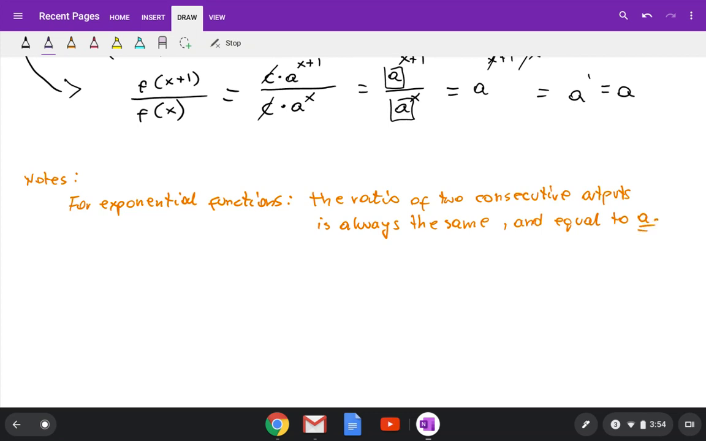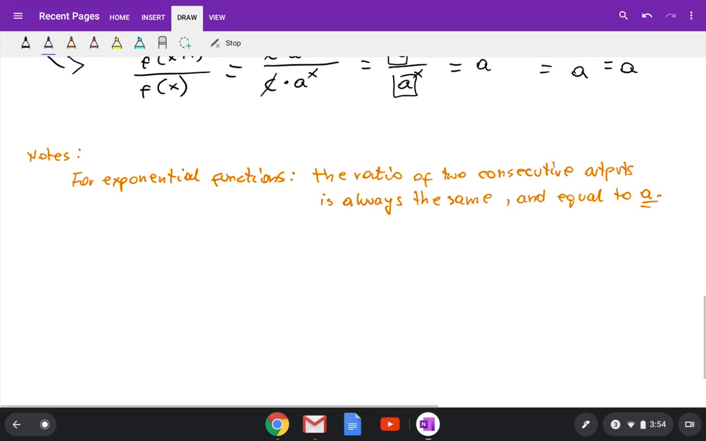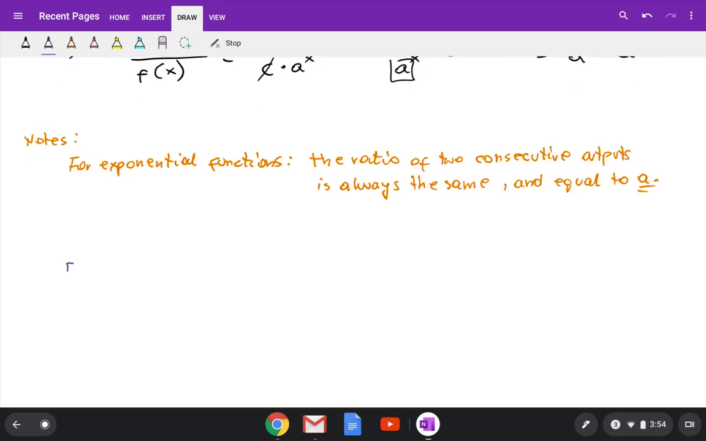Now, let's review what happens with a linear function. How are you going to know that you have a linear function? For a linear function, that's going to be a difference, the average rate of change.